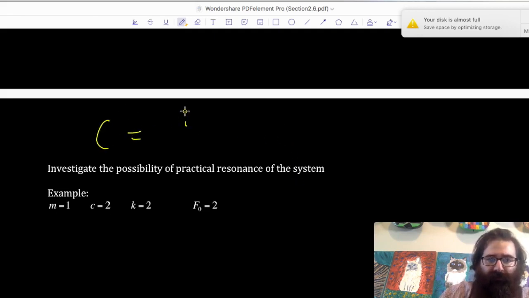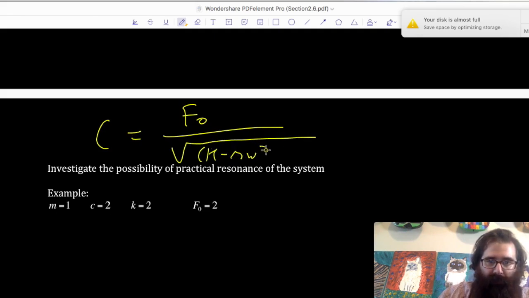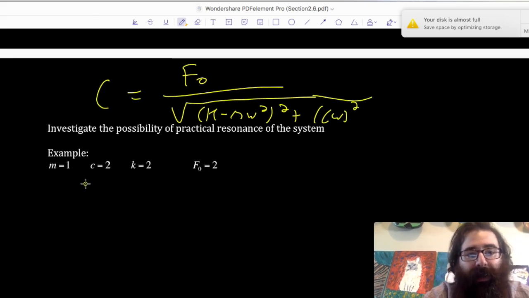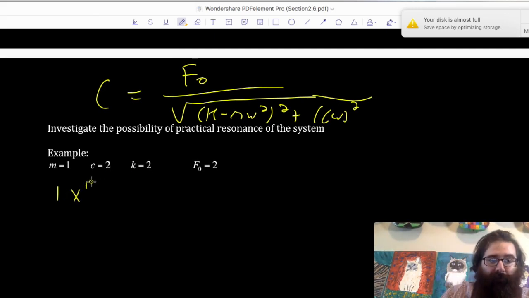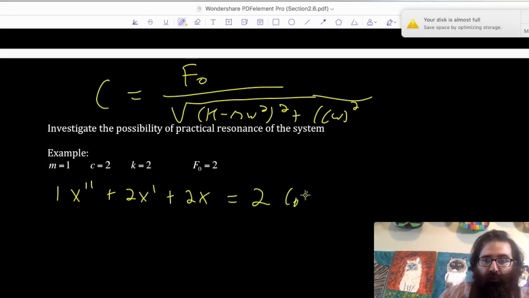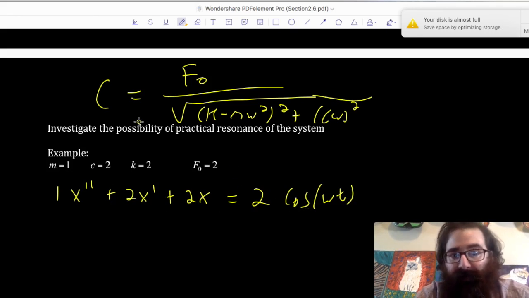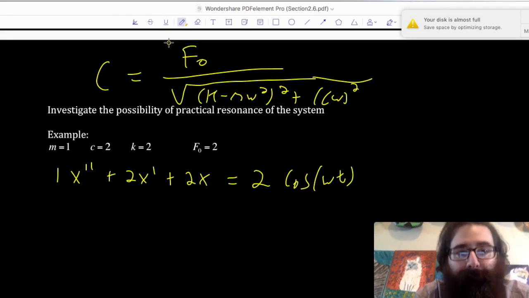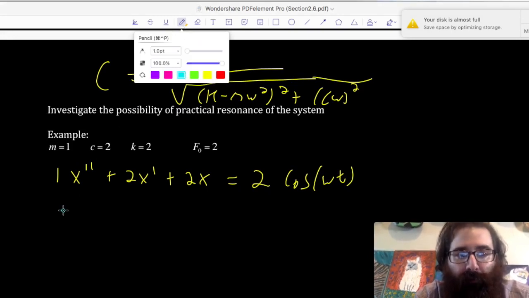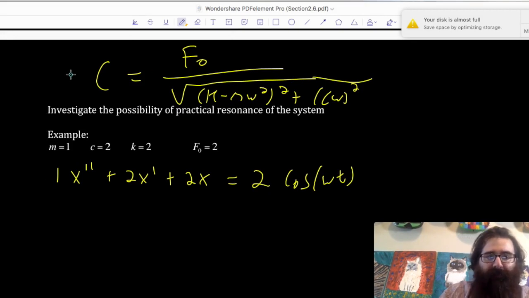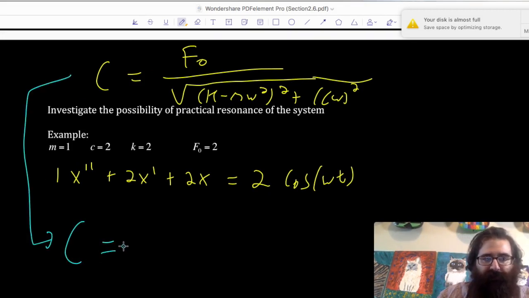So okay, so what was it? C is f sub 0 divided by square root of, we had k minus m omega squared plus c omega quantity squared. And now that I have the system given, I can generate the system. I could say 1 x double prime plus 2x prime plus 2x equals 2 cosine omega t. And I can find A, I can find B, I can find capital C, or, ready? You probably thought I had lost my mind earlier. Why is he doing this? Don't torture us. I did this so now I can find this function C and just plug in.